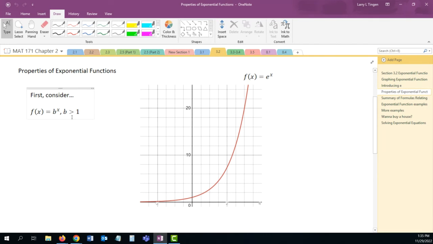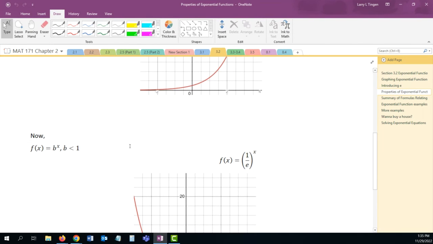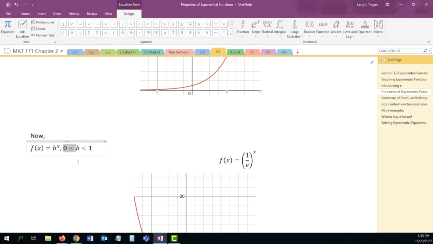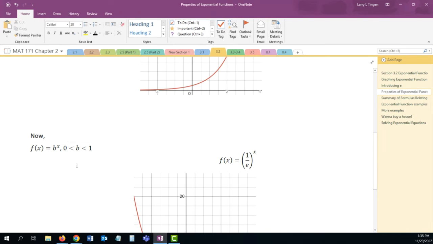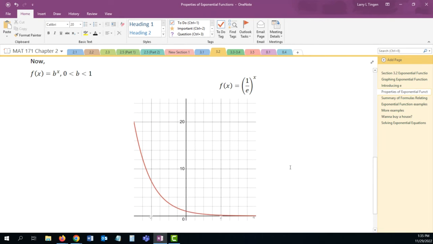Now, what happens if I change the base to be, instead of greater than 1, less than 1? I do need to make a tiny adjustment there, and the adjustment is done in the note in the lecture. I want to really point out that b is between 0 and 1 because b is not allowed to be 0, b is not allowed to be negative. So if I have a base that's between 0 and 1, what happens?